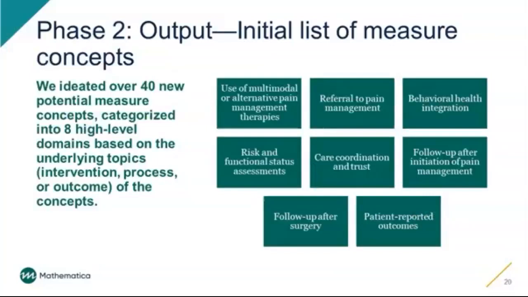So at the end of that second phase, we were able to ideate over 40 new potential measure concepts in these several areas you see grouped on the right there. And the topic areas really range from the underlying intervention or concept, so everything between the intervention, process, or outcome were covered across these groups.